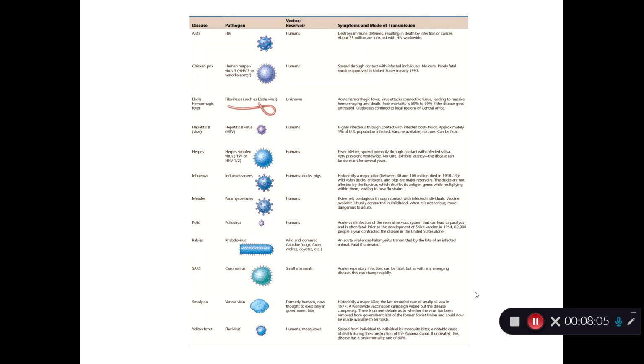We're most familiar, of course, with the viruses that are associated with human disease. And so I've put this table in. We've already talked a little bit about AIDS and HIV, right? And then you can just go down: chickenpox, Ebola, hepatitis B, etc. And you can see almost all the way to the bottom, the disease is SARS, and then we have coronavirus.